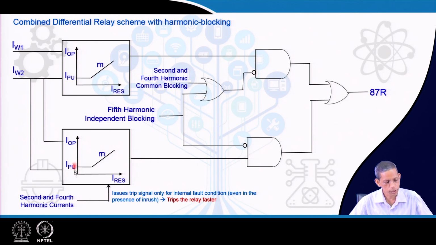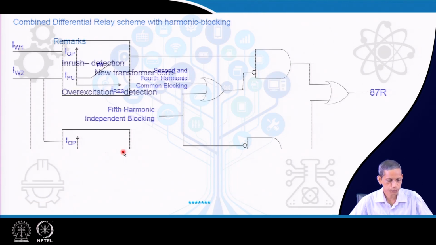Now, the benefit of including this kind of integrated scheme is that in case of an internal fault while energizing, it gives a faster decision for the transformer differential protection scheme. That is why some relays use both perspectives in parallel, as already mentioned earlier.